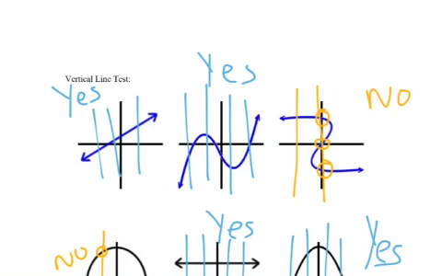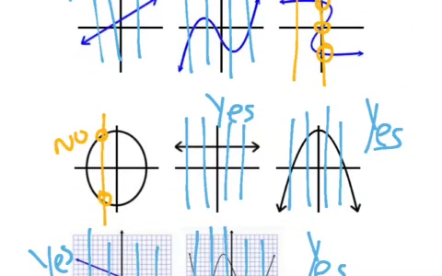And as you can see here, if they passed the vertical line test and they were a function, I put that in blue. If they did not pass the vertical line test, I put them in yellow. This one is not a function because it's hitting it, the same vertical line, in more than one location.